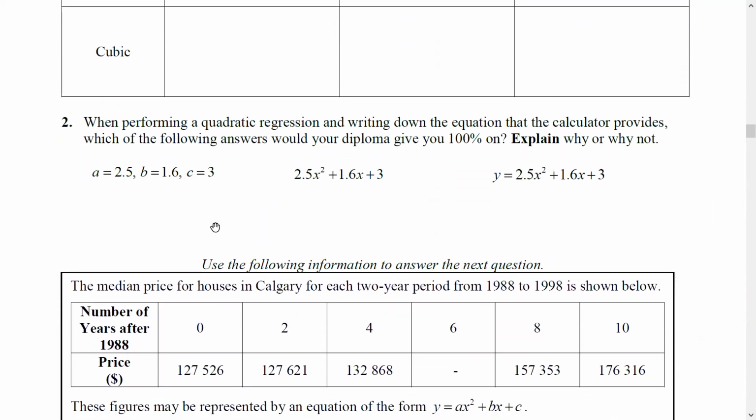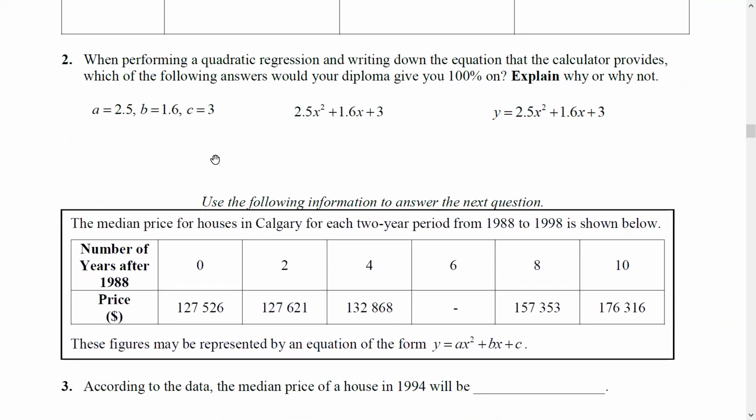So a couple things I just want to highlight before I turn this off. So when performing, number 2 here, when performing a quadratic regression, and I'm writing down the equation that the calculator provides, which one of the following is going to give me 100%? Well, these questions will be out of 1. I'm going to tell you this would get you 0.5 out of 1, 1 out of 1. I cannot stress enough, you have to have that there.